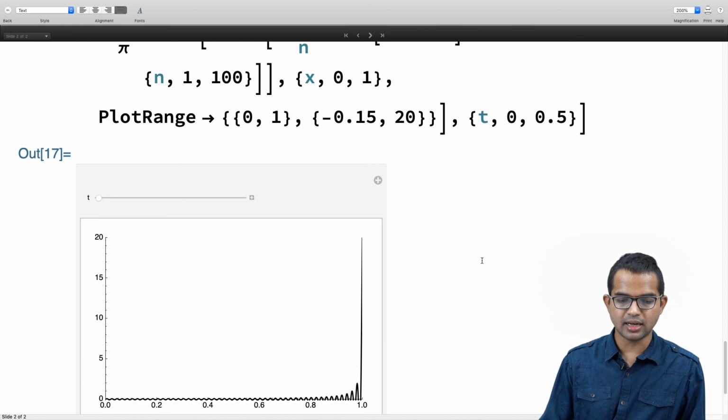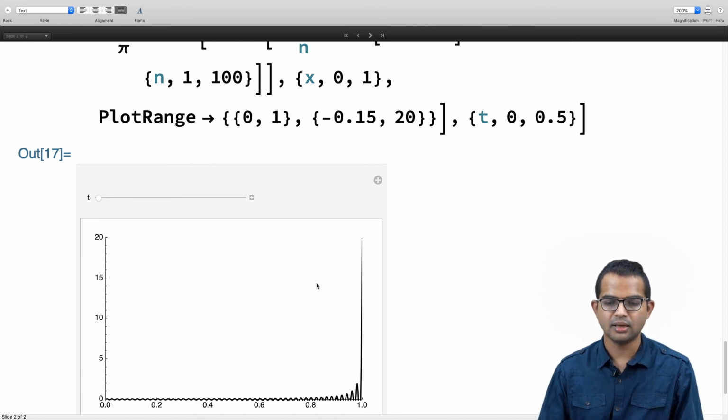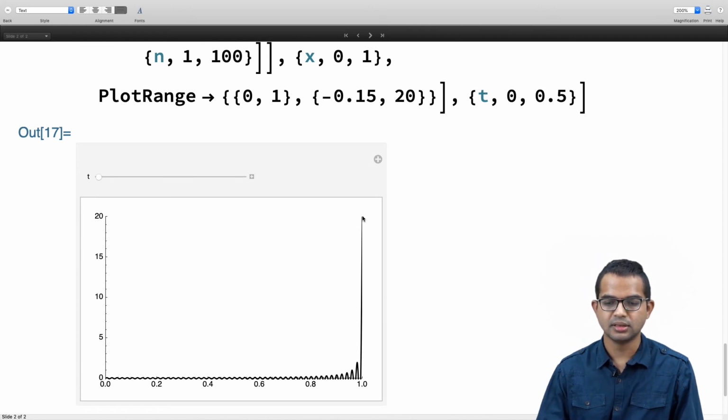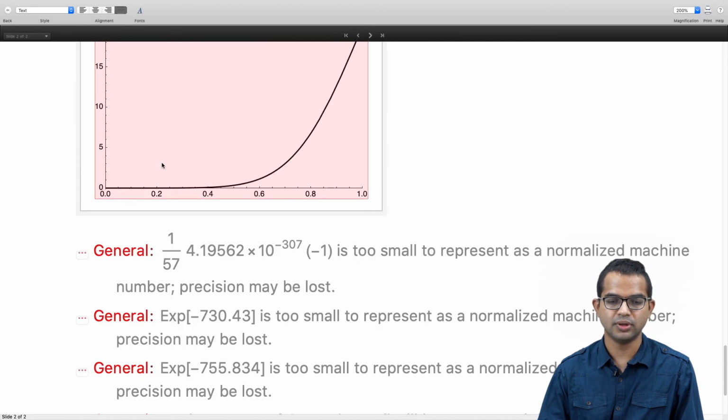So you see that at time t equal to 0, temperature is 20 only here, because I have truncated it after 100 terms. You see all these fluctuations, but actually all of this is exactly 0. This point alone is at 20, and then as time progresses, you see a smooth variation.